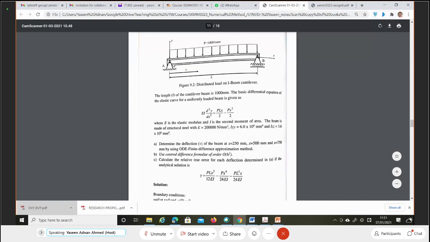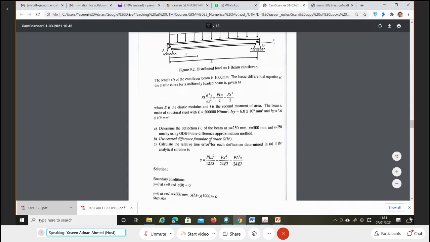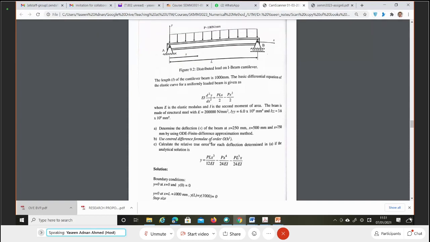So this is clearly a boundary value problem. Then you have to find out, okay, x is equal to this, your length is 1000, you have to find out 250, 500, and 750. You have to divide it into 4 equal parts, right? And then use the central difference formula. This will not be mentioned in your class test, so which formula to use, you have to decide by yourself. Calculate the relative true error for each deflection.